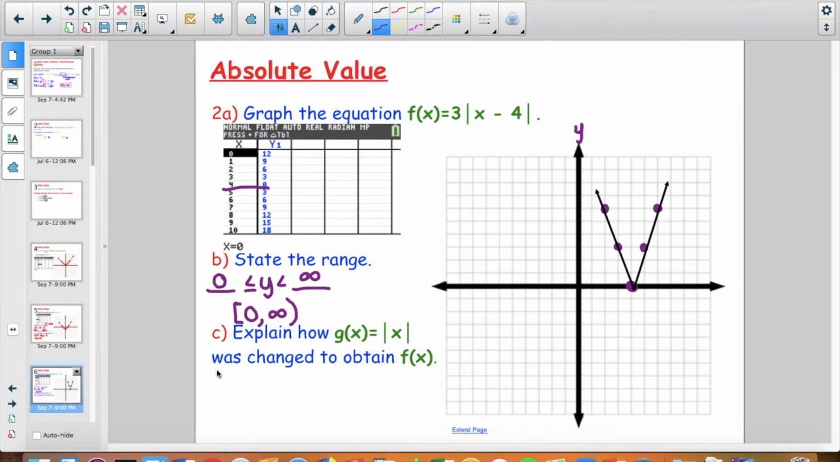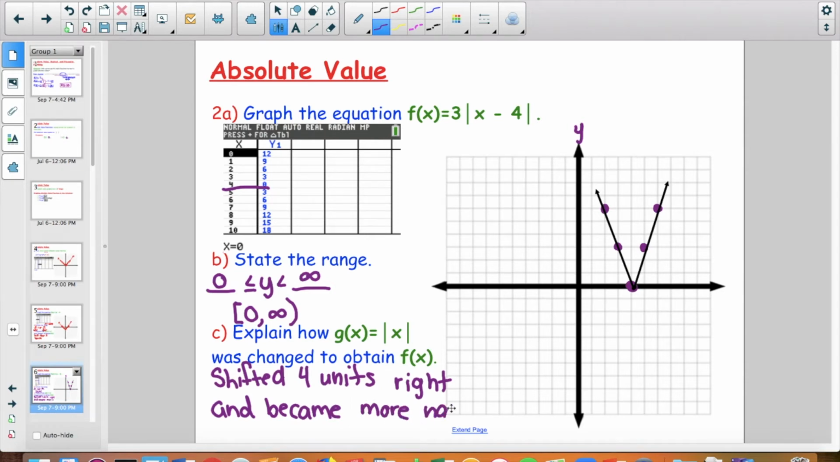So we're going to say it shifted 4 units right and became more narrow.